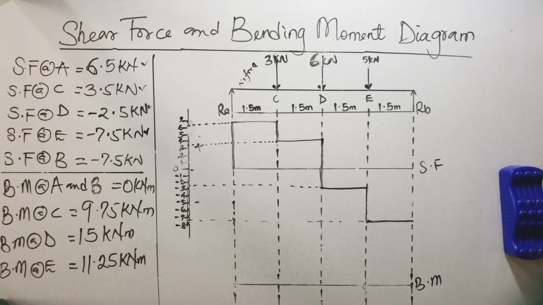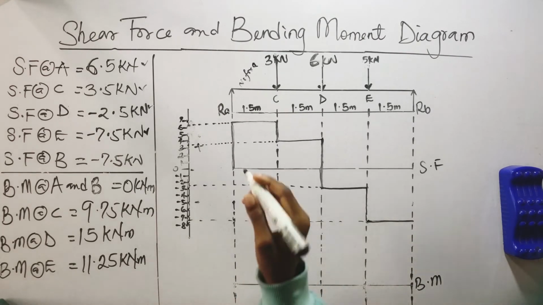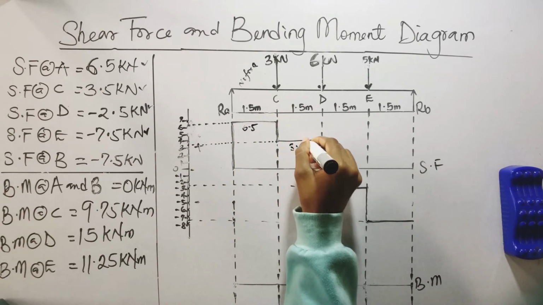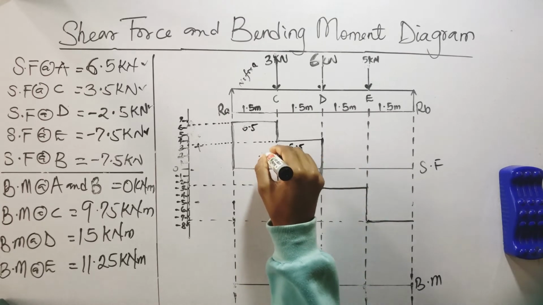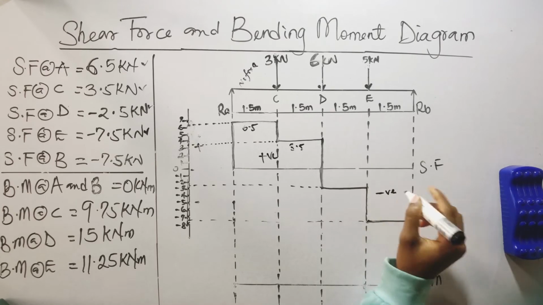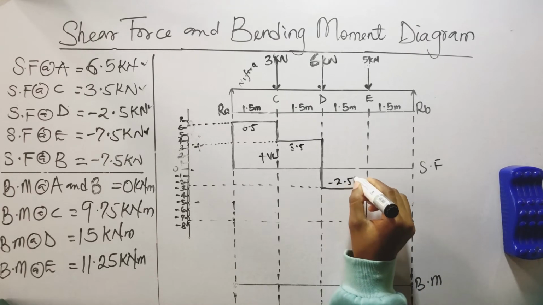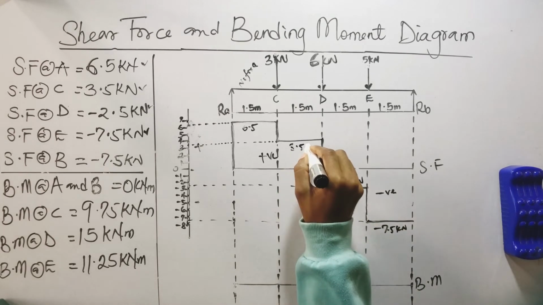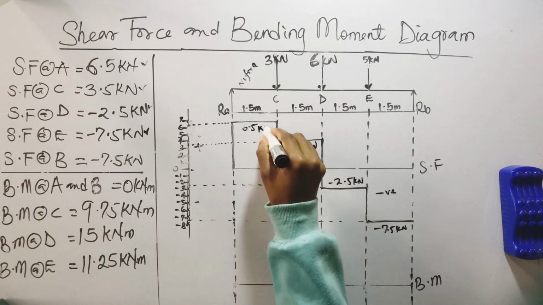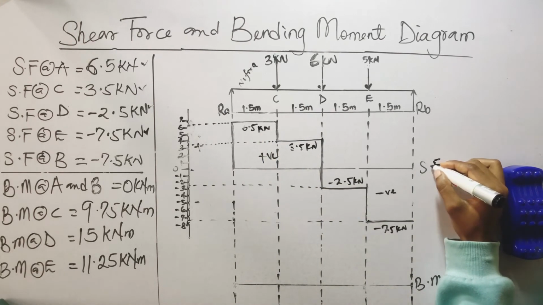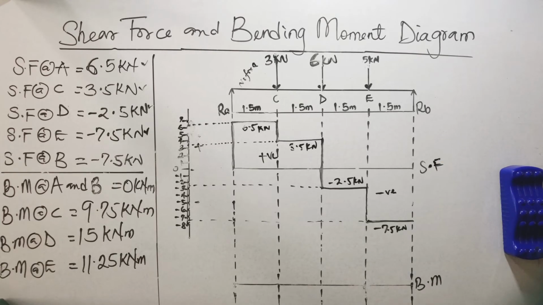So you can just label the first point is 6.5, the second point at C 3.5, and you can label that part positive. Underneath, we'll label that part negative. Also label minus 2.5 kilonewton and minus 7.5 kilonewton. So this is how to draw the shear force diagram. Now, the last thing to note for shear force diagram is for a point load, we only use straight lines, not inclined lines. Inclined lines are used for UDL loads.